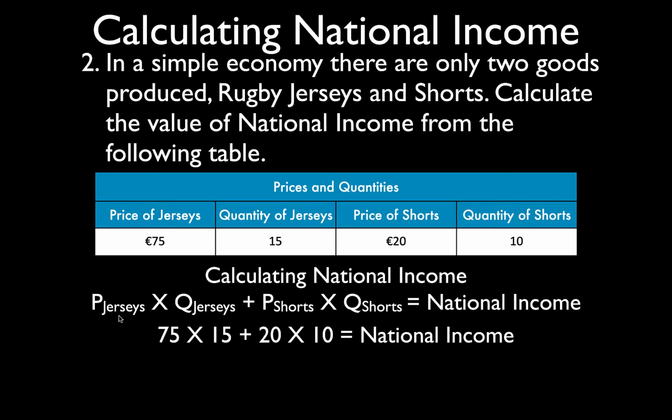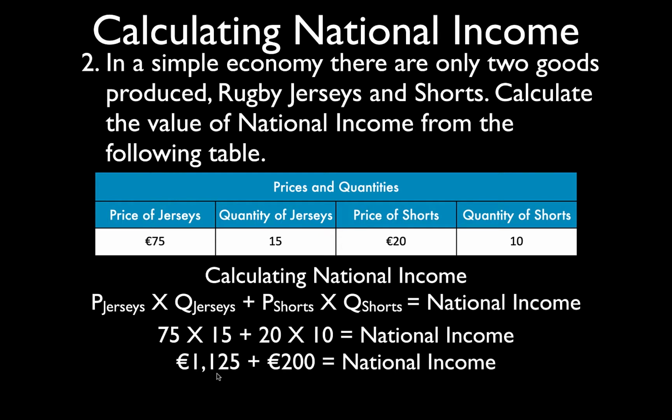So the total value that the production of rugby jerseys added to the economy, added to society, was 75 by 15, because the value of one rugby jersey is €75 and there were 15 of them produced. And the total value that was added to the economy or to society from the production of rugby shorts was price times quantity. Price is the value of one pair of shorts, and there were 10 made.